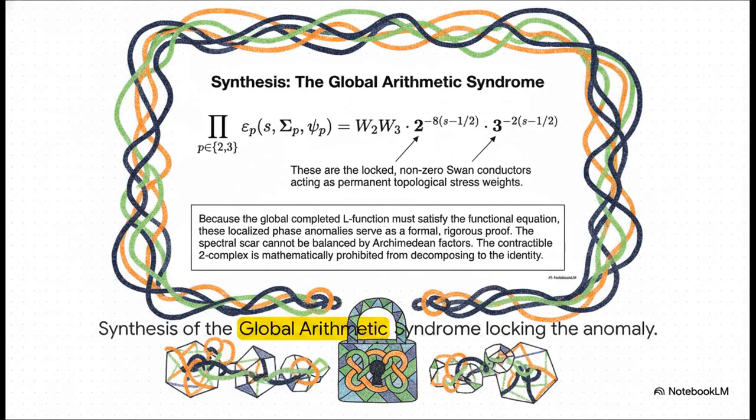Tying this incredible numerical answer back to the big picture, these non-zero Swan conductors of 2 and 8 are not just random numbers. They represent a permanent spectral scar in the global completed L-function. Because the global functional equation has to remain perfectly balanced, these localized phase anomalies serve as a formal, rigorous proof. The contractible 2-complex is mathematically prohibited from decomposing to the identity. We've essentially proven that the knot is real using pure arithmetic.